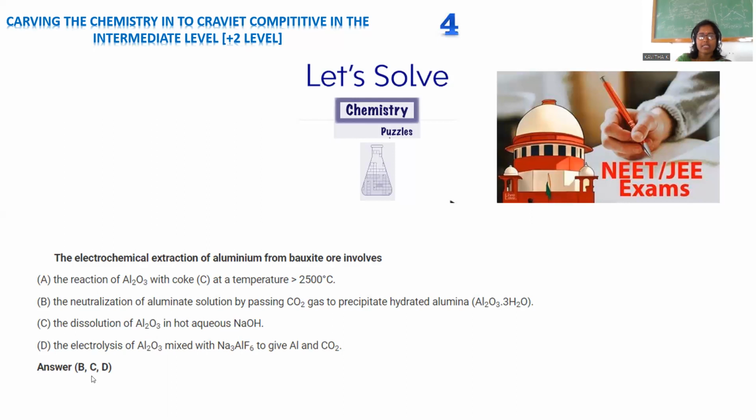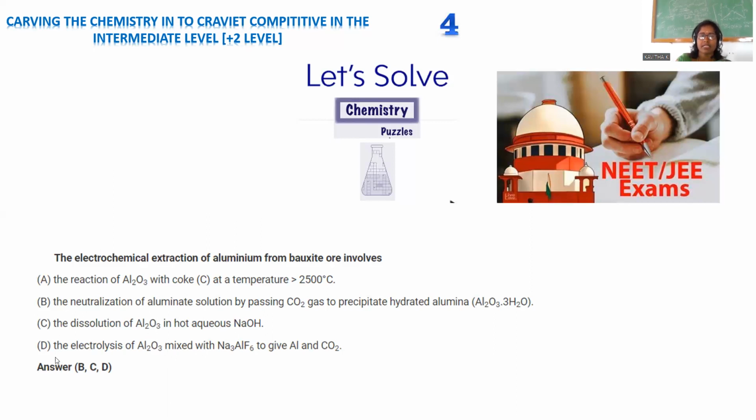From this, the correct answers are the neutralization of aluminate solution by passing carbon dioxide gas to precipitate hydrated alumina. By this way, we neutralize the solution. Then the dissolution of aluminium oxide, alumina, in hot aqueous sodium hydroxide: aluminium oxide is amphoteric, so it is readily soluble in sodium hydroxide and is taken in the dissolution condition. And another is the electrolysis of Al2O3 mixed with Na3AlF6 to give aluminium and carbon dioxide.